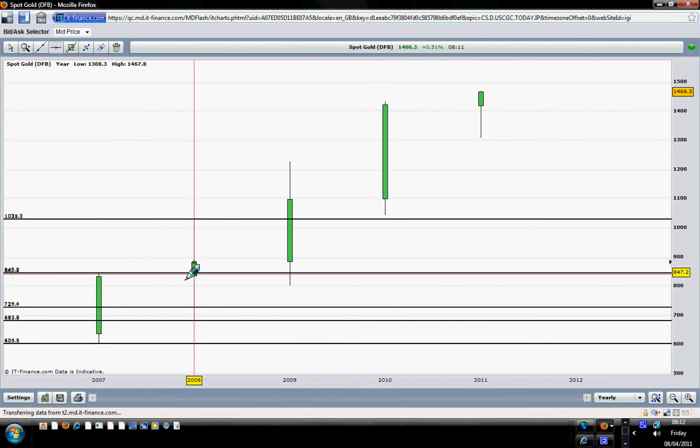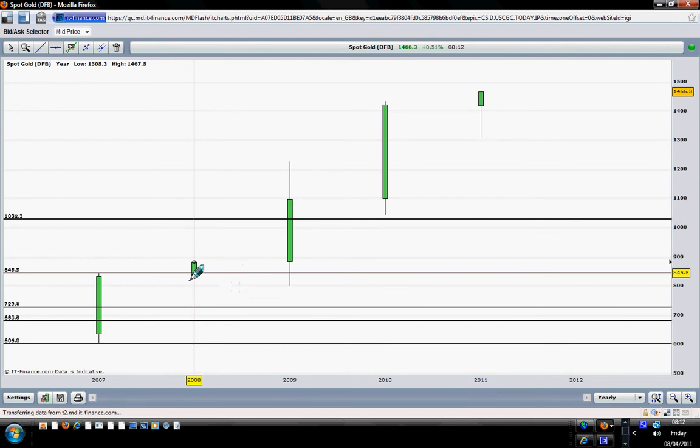This level here is what we call a double impact. This is a double impact hotspot trading zone, because not only was it a previous hotspot trading zone, it became again another new hotspot trading zone. The double impact hotspot trading zones are very, very important levels. For gold, that level is at 845.